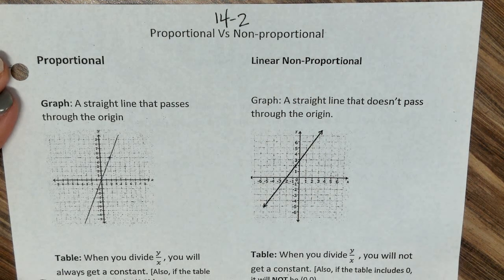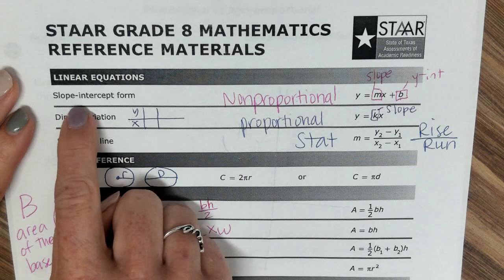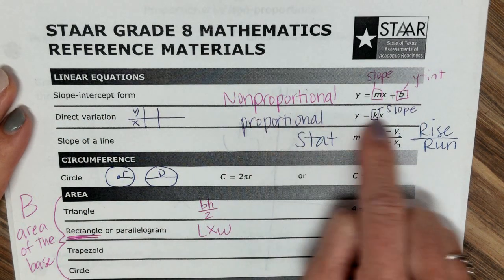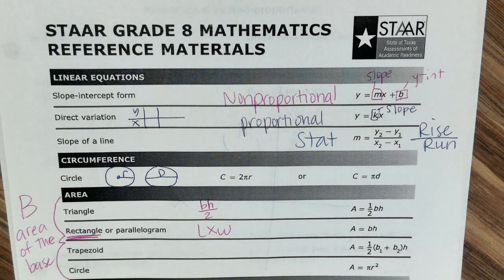Today we're going to be going over the difference between proportional and non-proportional. So at the top of your star chart, we're talking about non-proportional right here and proportional right here. And we go over it every single day on our star chart. Who can tell me the biggest difference between proportional and non-proportional?